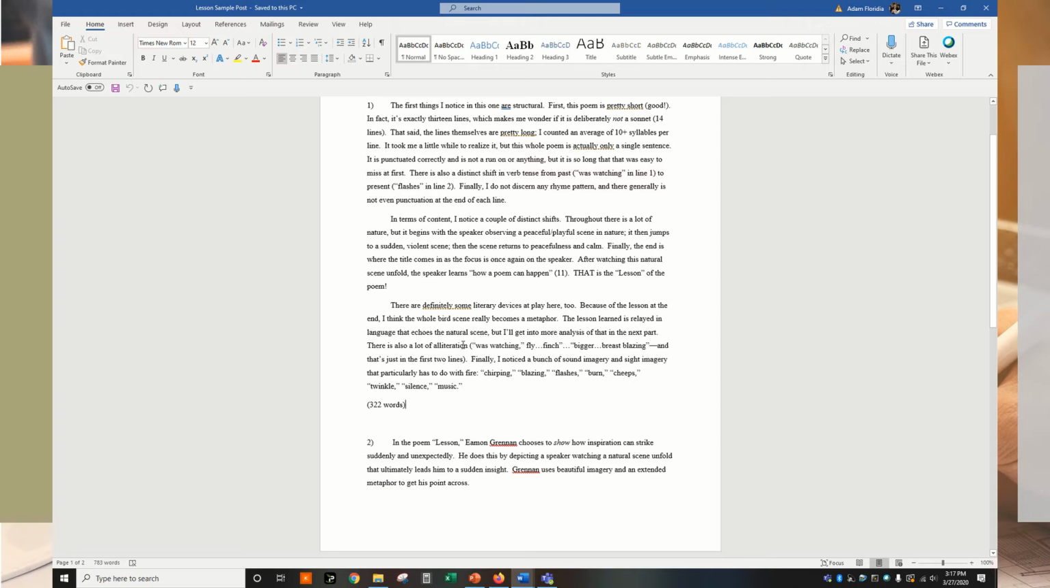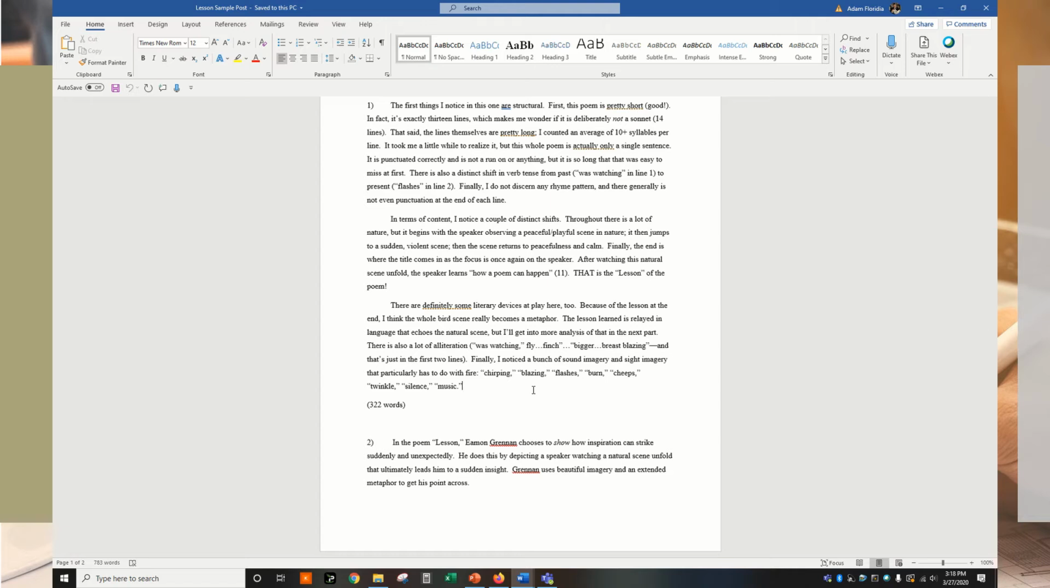I noticed a lot of alliteration: was watching, fly, finch, bigger, breast, blazing, and that's just in the first 2 lines. Finally, I noticed a bunch of sound imagery and sight imagery that particularly has to do with fire: chirping, blazing, flashes, burn, cheeps, twinkle, silence, music. Not all of that has to do with fire, but it's sound and sight imagery, and a lot has to do with fire. And that's it. So hopefully part 1 really is pretty easy. It's what did you notice?